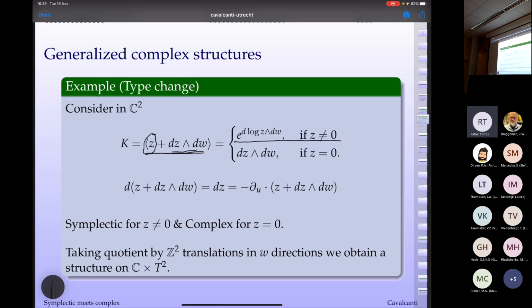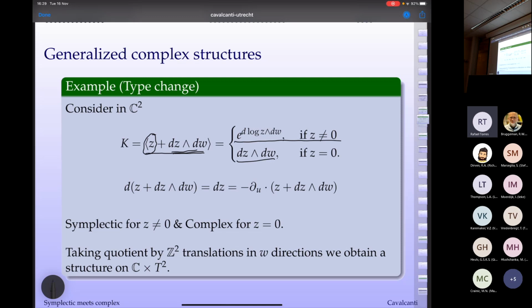When z is equal to 0, this leading term disappears, and you just get dz wedge dw, which is complex. That's precisely how the complex structure comes about. This is a section of the canonical bundle of the complex structure. So you see that this structure on C2 is symplectic at some points and complex at z equals 0. So you can actually move from one to the other.